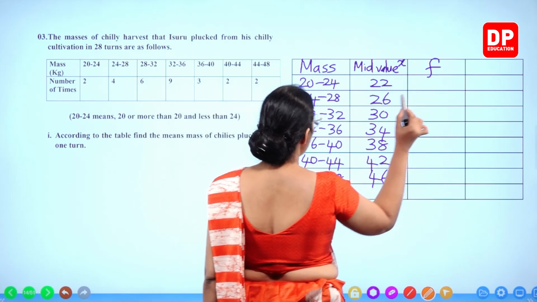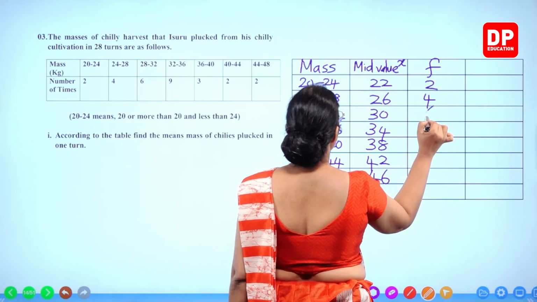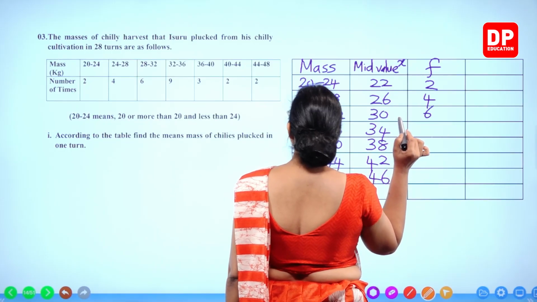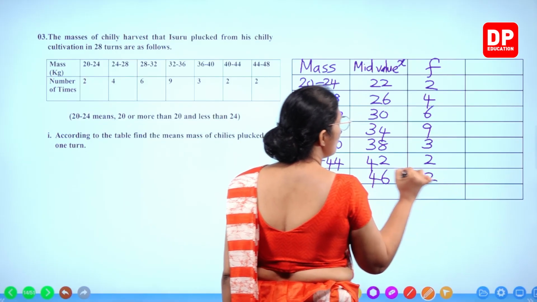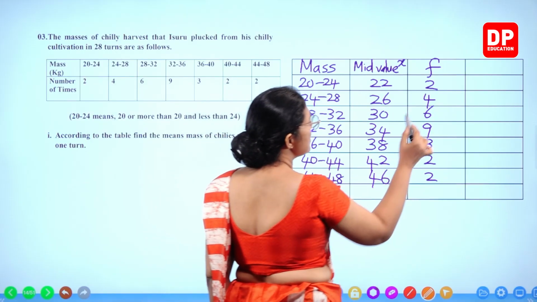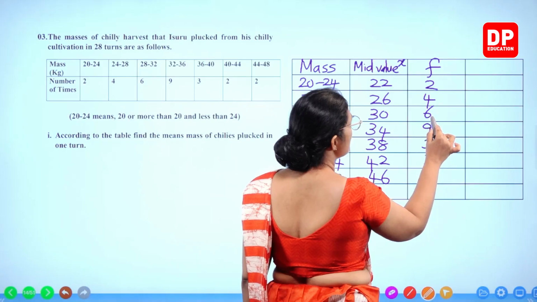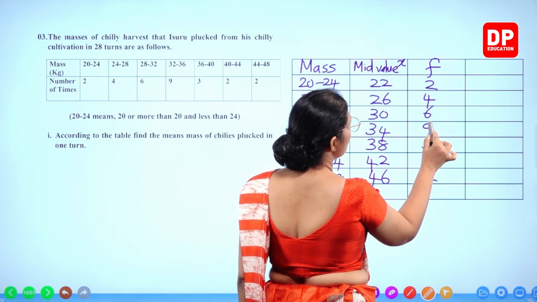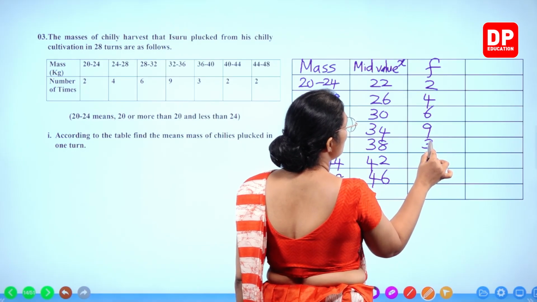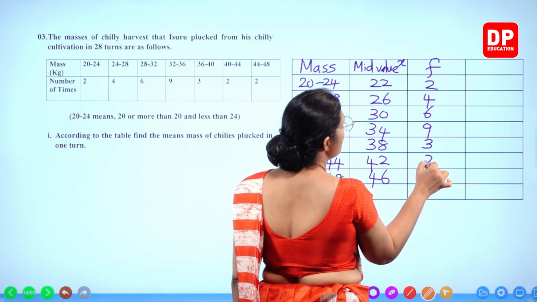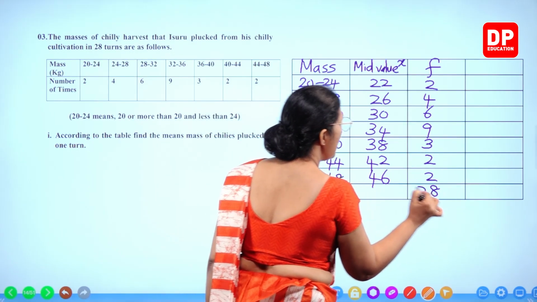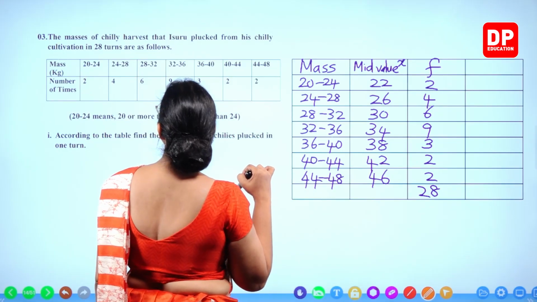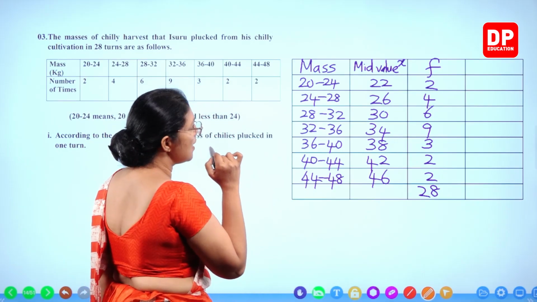Then frequency column. Frequency column: 2, 4, 6, 9, 3, 2, 2. So what's the total frequency? 6, 6, 12, 13, 14, 15, 16, 17, 18, 19, 28. Frequency is 28. Yeah, 28 turns are given.